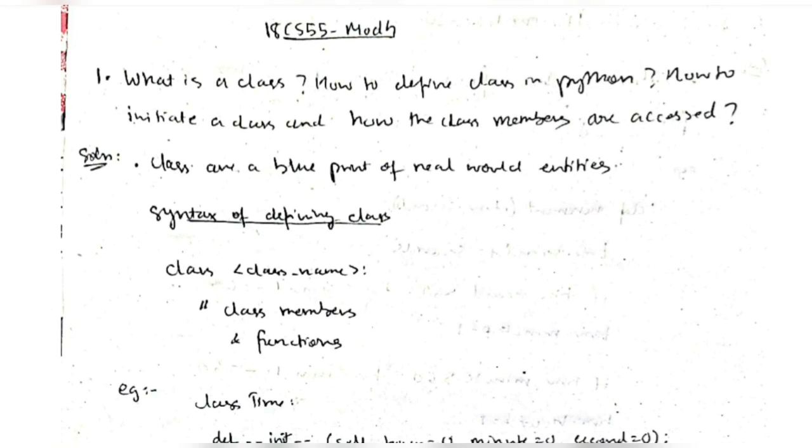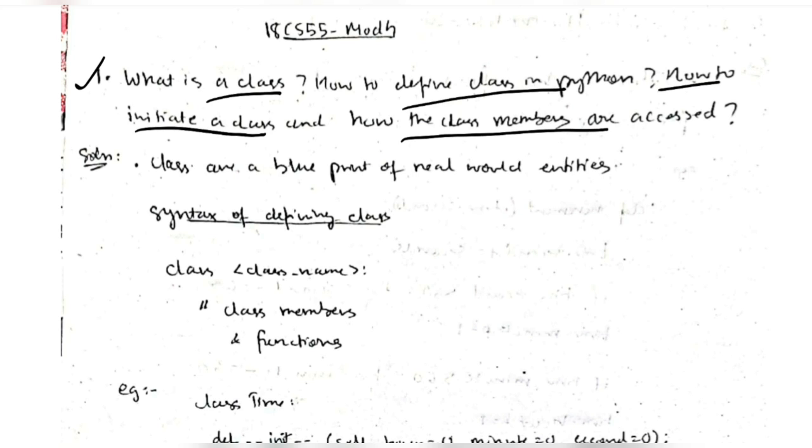Coming to module 4 of Python, we have the topic classes and objects. The first question is: what is a class? That's the basic question. And how to define a class, you need to know the syntax. And how to instantiate a class, meaning after you have defined the class, you have to instantiate it, like you have to add the data members and the functions in it. And finally we will be seeing how the class members are accessed.